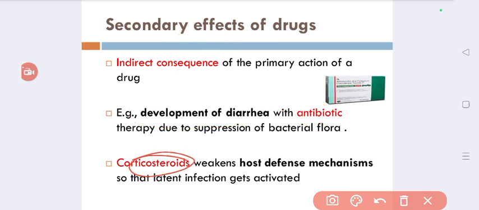Corticosteroids weaken your host defense mechanism; they are immunosuppressants. They will decrease your immunity, and because of that, latent infections get activated, like fungal infection and latent tuberculosis. It's all because of the secondary effects of a drug.